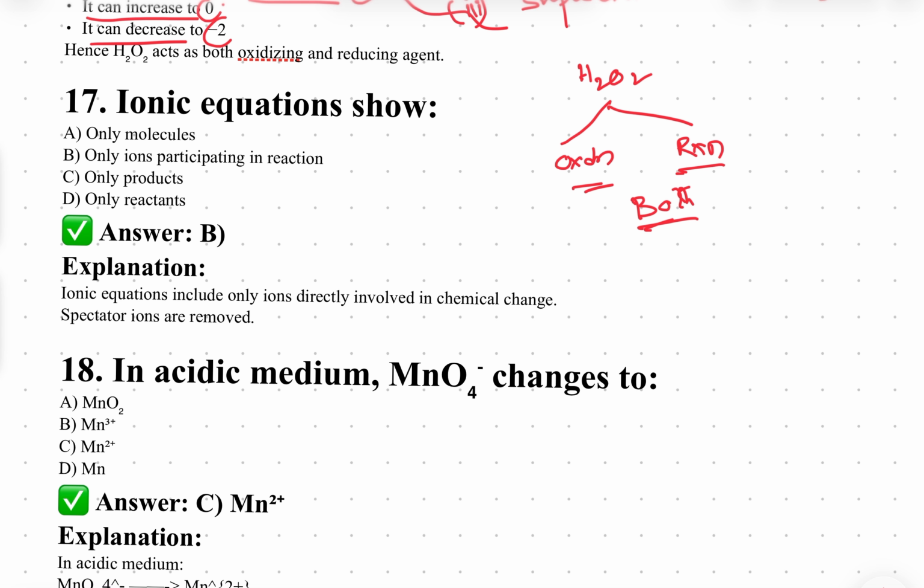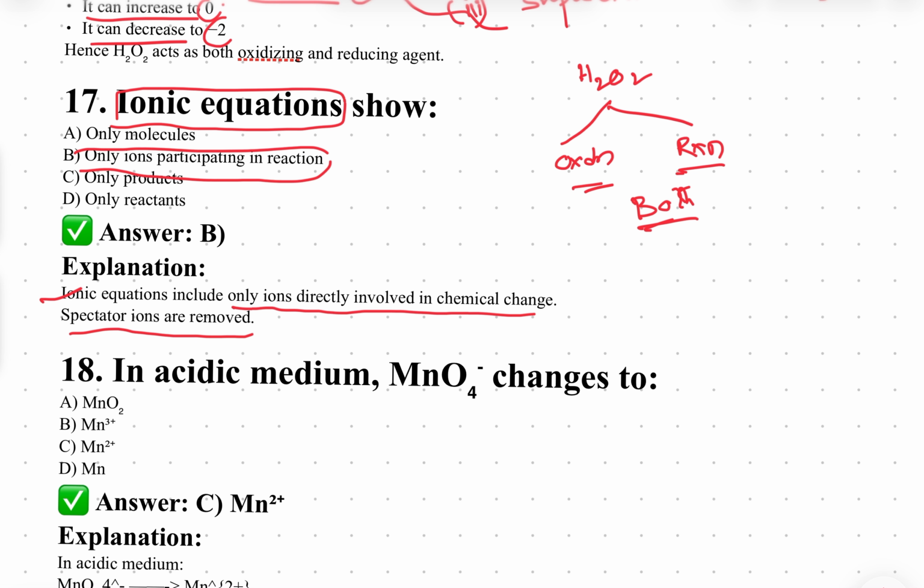That is simple. Next, ionic equations, very important. This concept is there in PCB. Ionic equations show only the ions participating in the reaction, only ions directly involved in the chemical change. Spectators are removed. What is the meaning of this? I will give you one example. K2SO4 is given. We can break it into 2K+ plus SO4 2-. This one is not involved, and it is called a spectator.